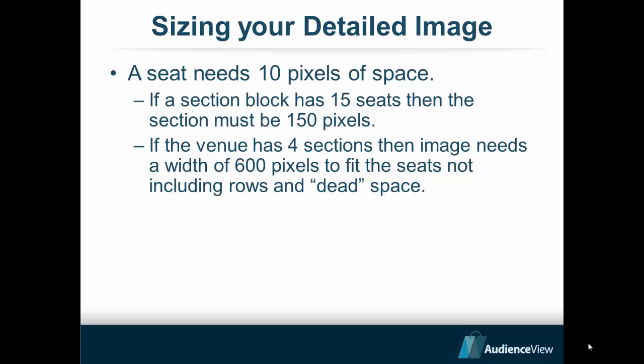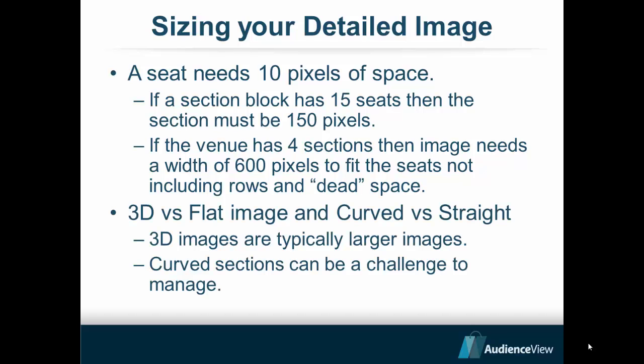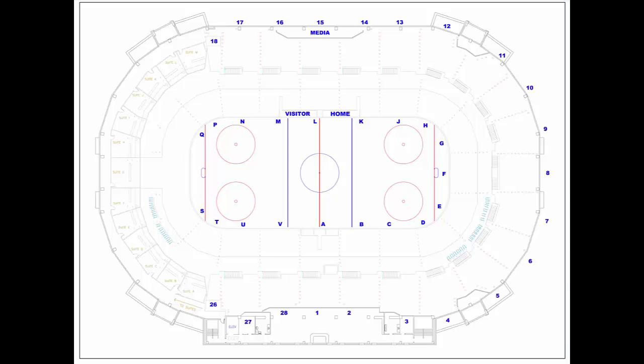If the venue has 4 sections, then the image needs a width of at least 600 pixels just to fit the seats. And this isn't including any space for rows or any dead space around the sections, as well as a border of any kind around the image. Then you have the option of 3D versus a flat image. So we saw an example of one of those already. Or we can do a curved versus straight for your sections. And we're going to see examples of that.